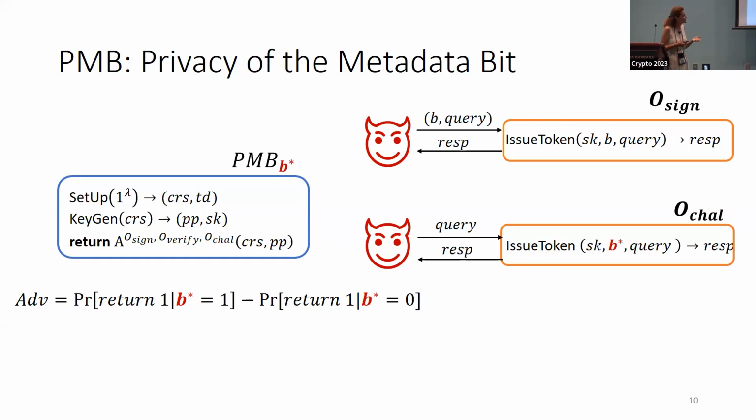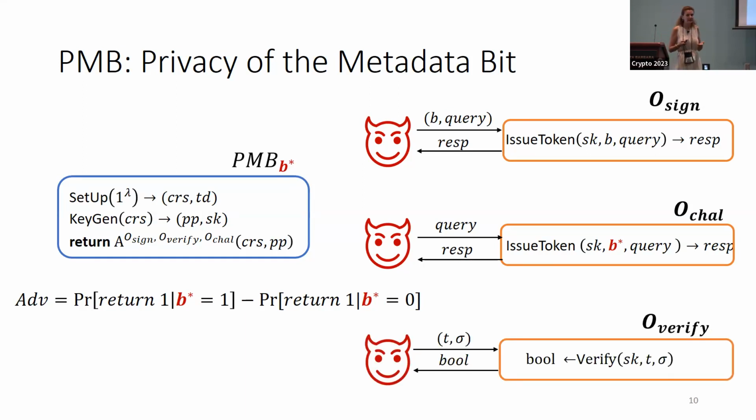So the next best thing that we can do is to implement some kind of a verify oracle. What the verify oracle does is that, at least when the adversary inputs a token T and sigma, it can return whether this token is well formed or not.